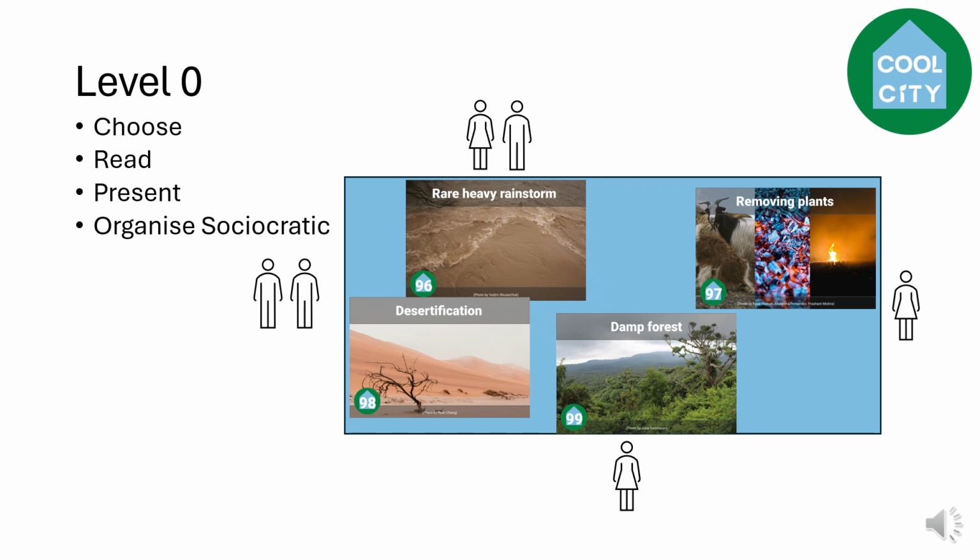There are 4 cards at Level 0. If there are more than 4 players, the cards can be viewed in pairs. This brings the players a little closer together and encourages them to interact with each other. Once the cards have been divided evenly, everyone reads through their own cards and looks closely at the pictures. The cards are then presented to the others.